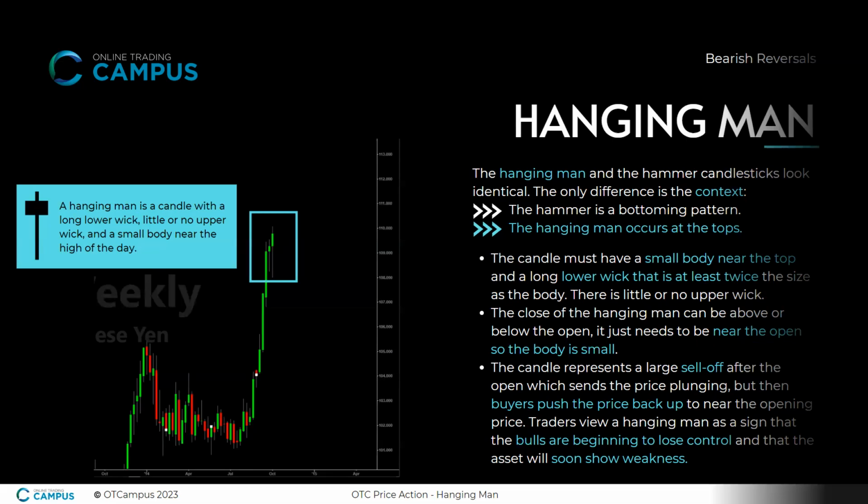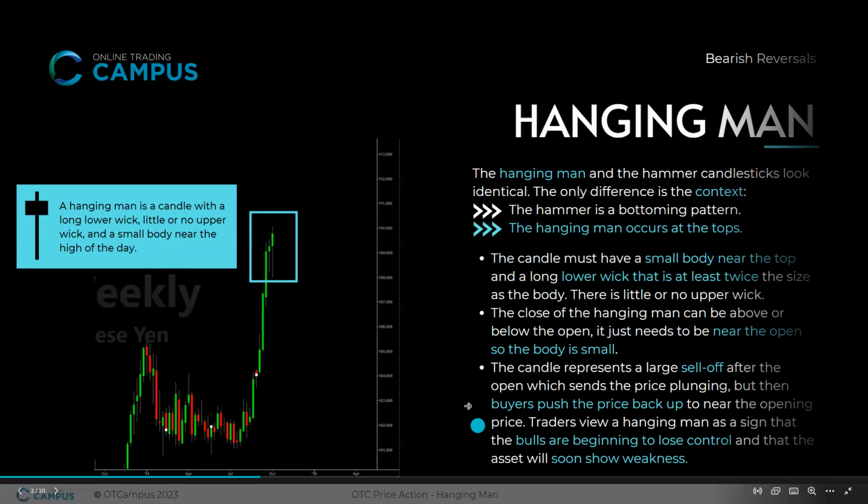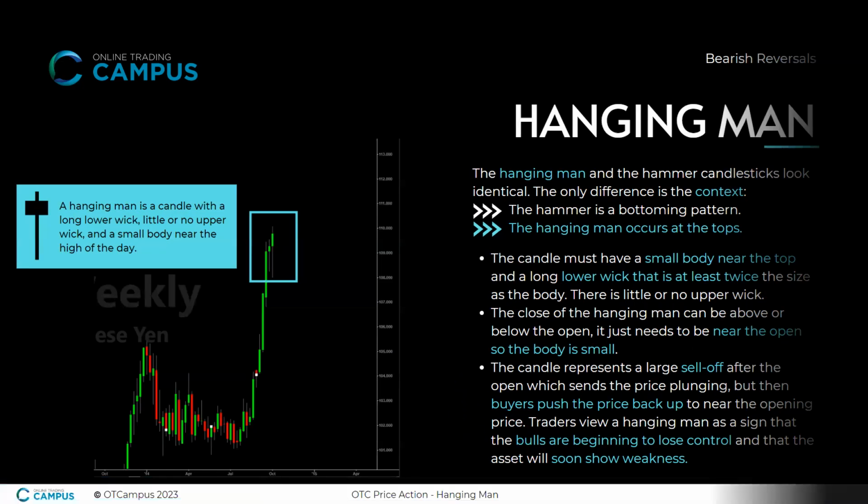That's important. Number 3, the candle represents a large sell-off. I always put this in the definition slide to understand why we want to go short here, why it's a bearish reversal, why we expect more weakness. The definition is: the candle represents a large sell-off after the open. That's the reason why we got this wick here to the downside.